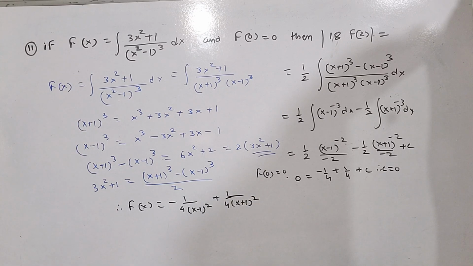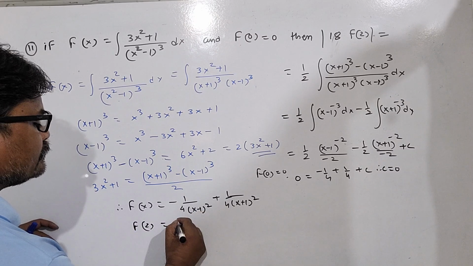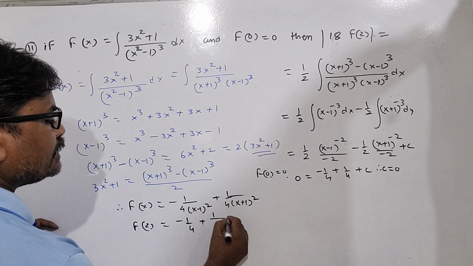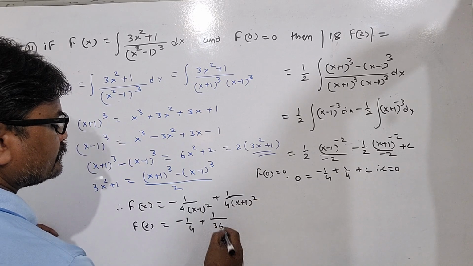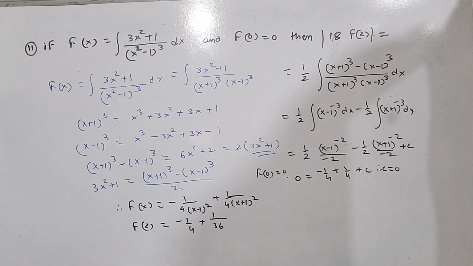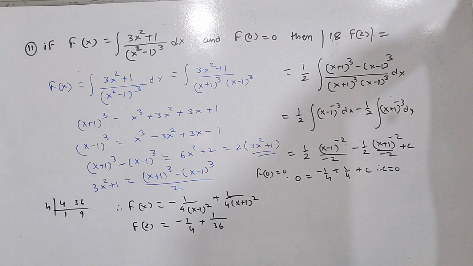Fine, correct, right? Okay, now we have to find f(2). f(2) will be 2 − 1, that is 1. So this is −1/4 plus 1/4 into 3 square, that is 9, 36, right, 36. Correct. So the LCM will be 36. Is something wrong? Let's see. Okay fine, x − 1 is 1, x + 1 gives 3, divided by −2, −1/4, that is fine, there is no question.